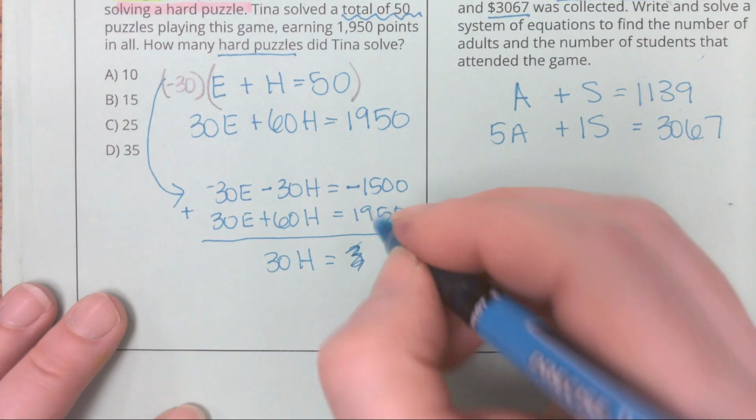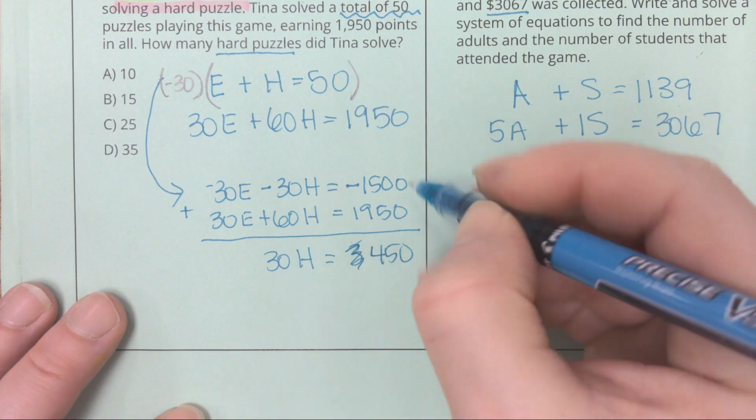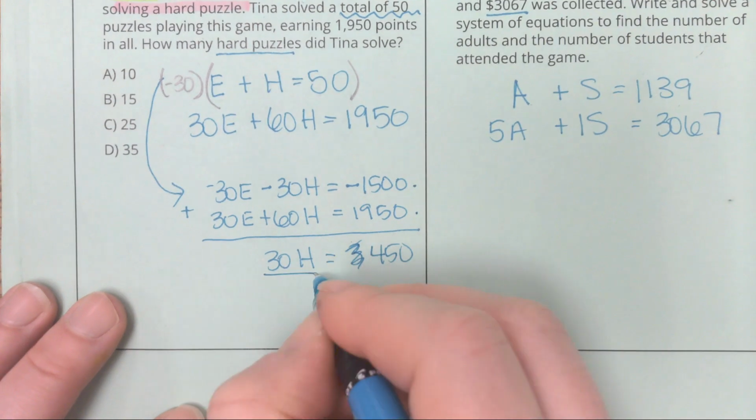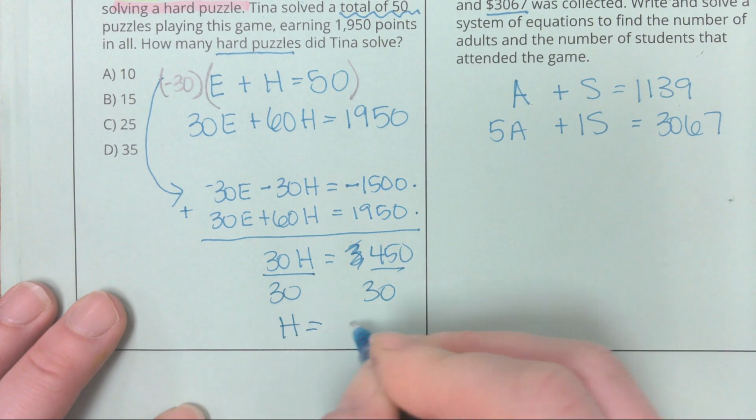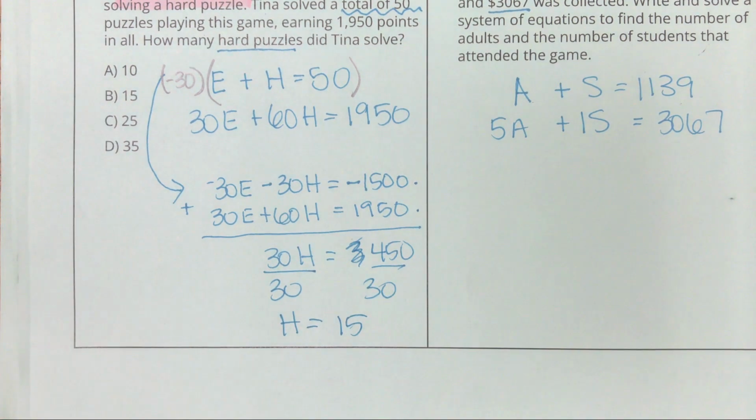450. Oh. Yeah. Yep. Divide by 30. H equals 15. What should I select? B. B as in boy.